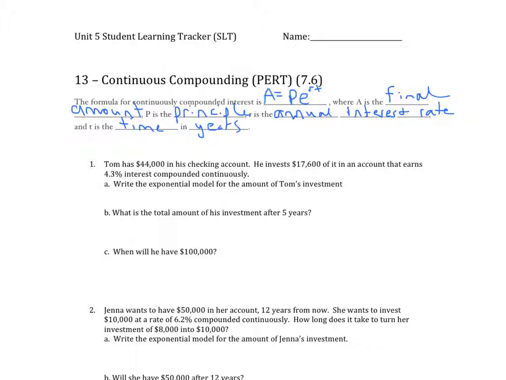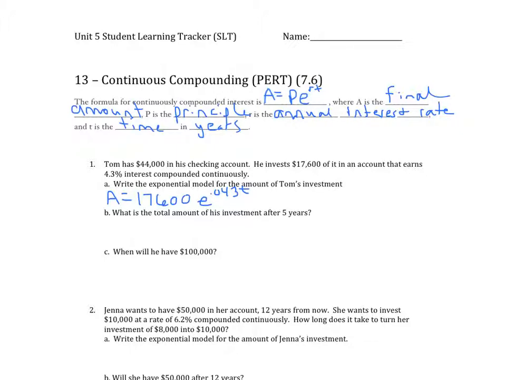So Tom has $44,000 in his checking account. He invests $17,600 of it in an account that earns 4.3% interest compounded continuously. Write the exponential model for the amount of Tom's investment. So let's write the equation. A equals P, which is the principal, that's what we invested, so $17,600, times e, our constant 2.7, to the rate 0.043 times time. So that's our initial model.